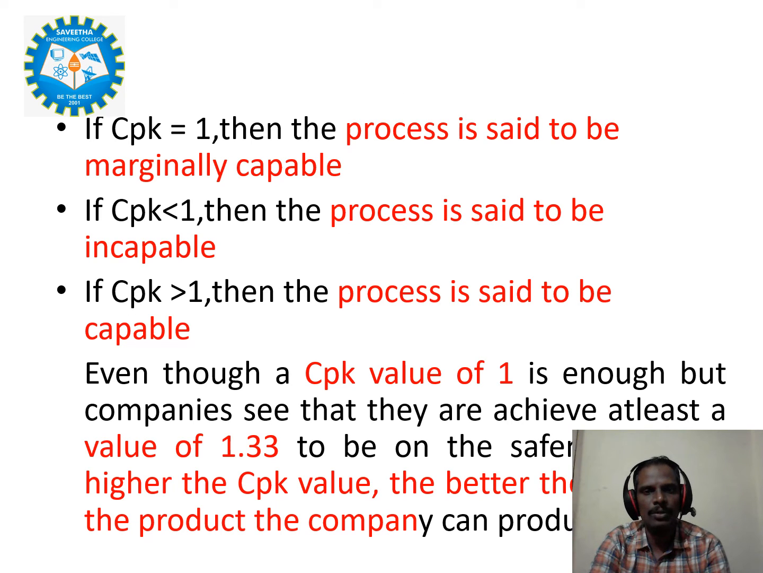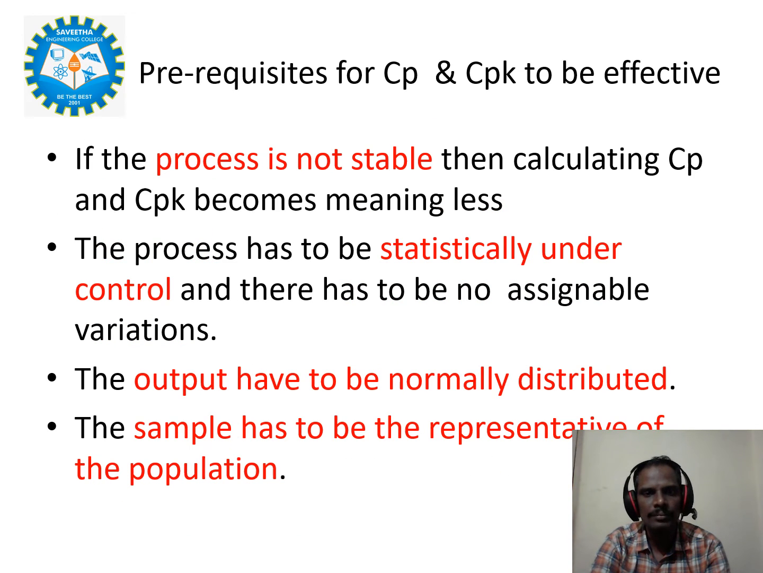Where Cpk is equal to 1, the process is said to be marginally capable. Where Cpk is less than 1, the process is said to be incapable. Greater than 1, the process is said to be capable. So the Cpk value is always around or equal to 1, then it reaches the value of 1.33.